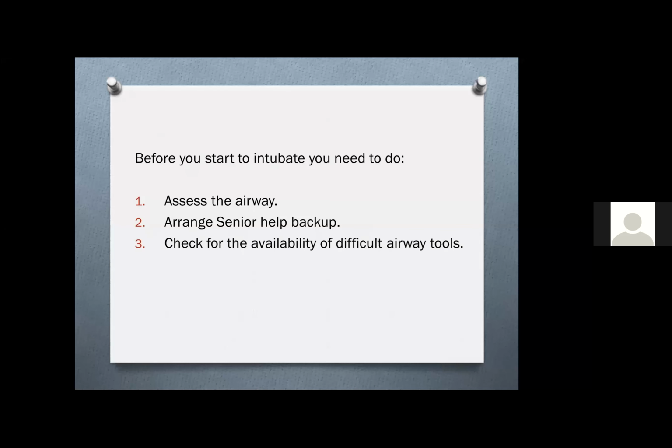Next point is we need to check the availability of the tools that you have. Is it available? Is it working at the same time? You test it. Is the suction working? Is the light on? Is the ET tube all available? Lastly, run through the difficult airway algorithm.